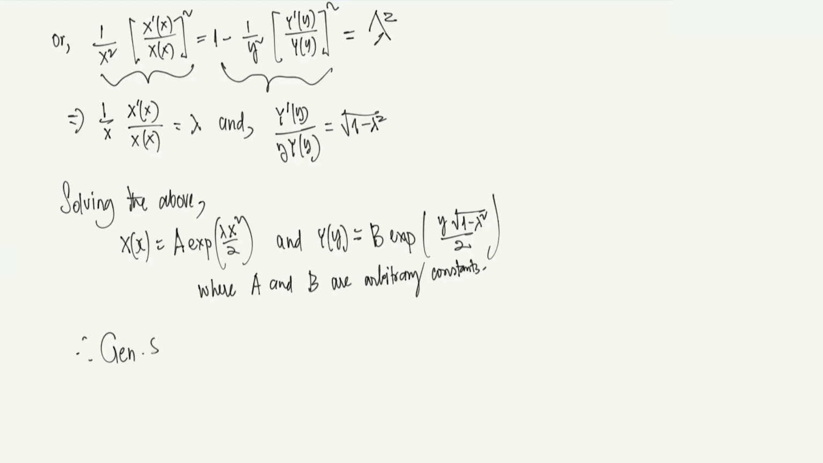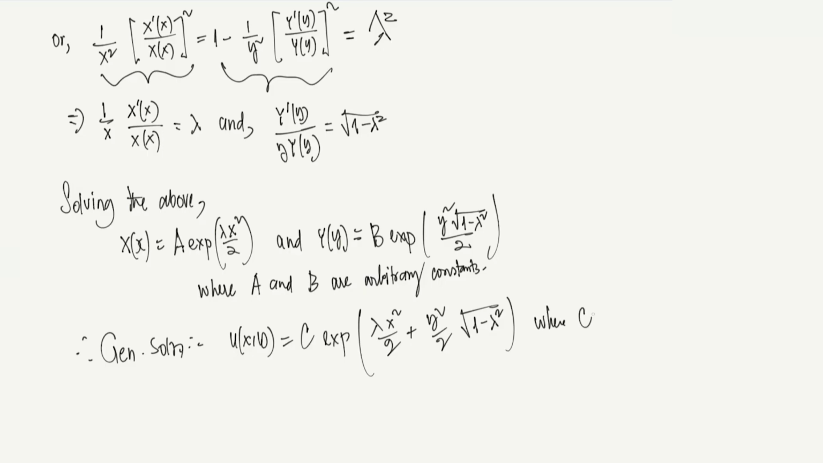Okay. Now, therefore, what is the general solution? The general solution is basically u of x,y equals X of x times Y of y. So if you put it together, a times b, let me write it as c, and then you have exponential this times this. So basically that is lambda x square by 2 plus y square by 2 root over 1 minus lambda square. I think I made some mistake, no? This should be y square, sorry.